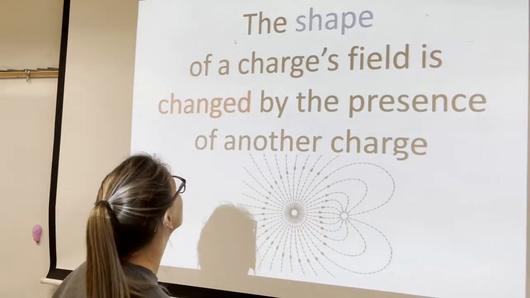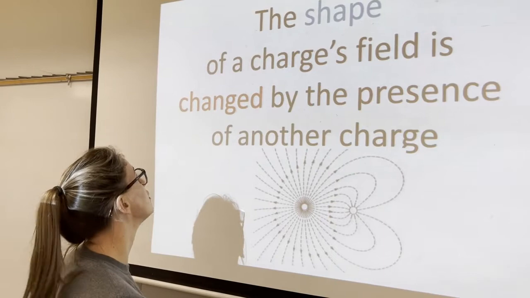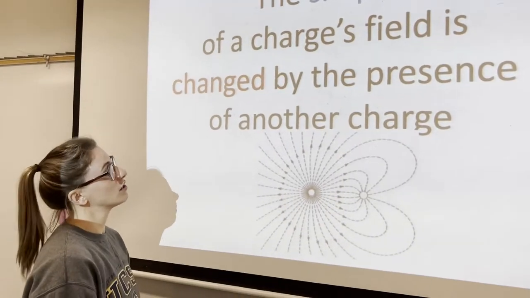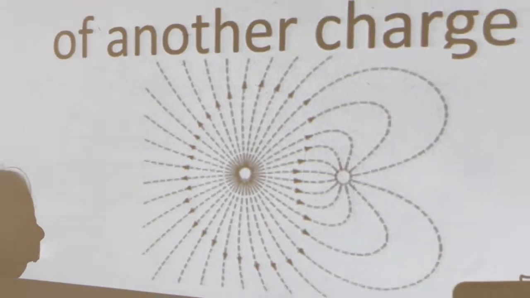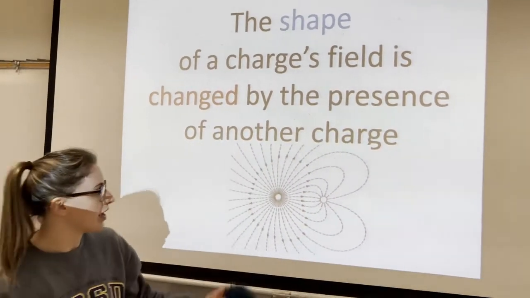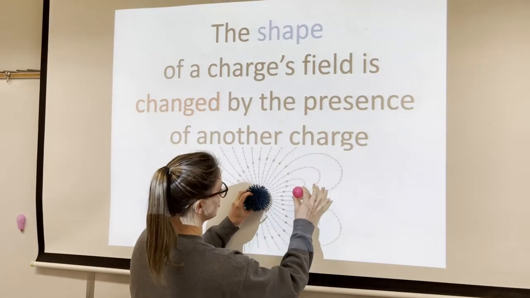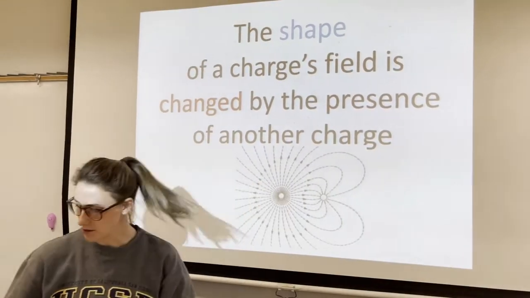The shape of a charge's field is changed by the presence of another charge. It doesn't look like spokes on a bicycle anymore. So this comes in, and the test charge distorts the field.